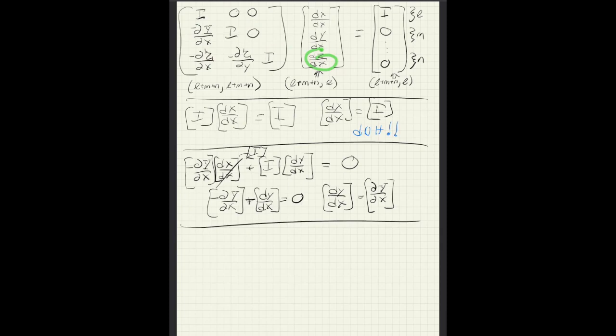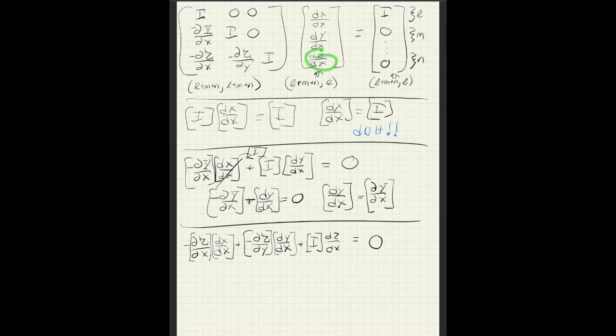So lastly, let's look at the third row, the z row here. And this is the one that we're actually interested in. So let's take a look. If we write out the equation defined here, we're going to get minus dz/dx times dx/dx, minus dz/dy times dy/dx, plus the identity matrix, and these are all matrices, times dz/dx. Oops, make sure my notation stays consistent here. And again, equal to 0.